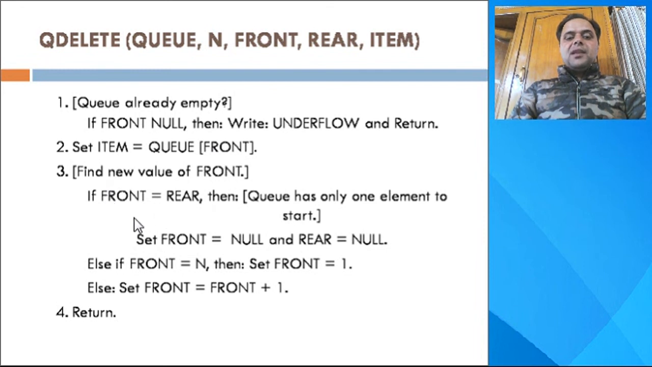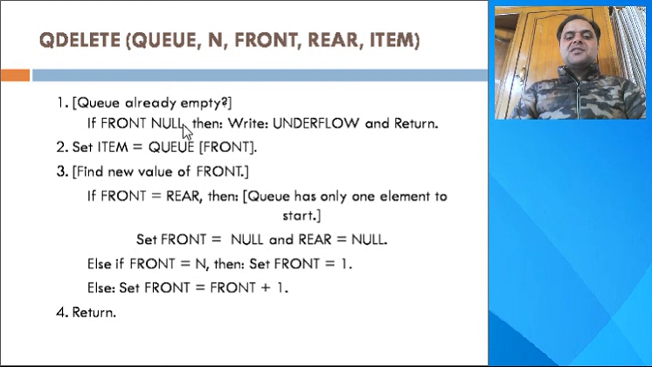If front is equal to rear, it means this is the condition where the queue has only one element. So set front equal to null and rear equal to null. If you have only one element and we have deleted that element, then our queue becomes empty. So an empty queue is front equal to null and rear equal to null. Else if front equal to n, if front is at n, then we will set front to 1, or in the normal condition set front equal to front plus 1. So this is how we can delete an element from the queue.